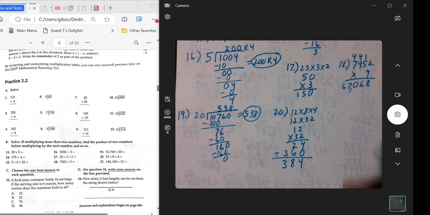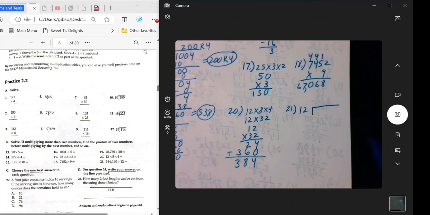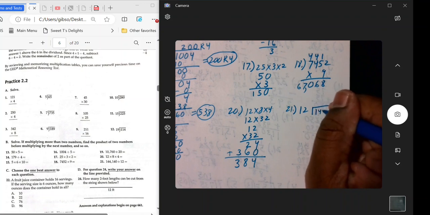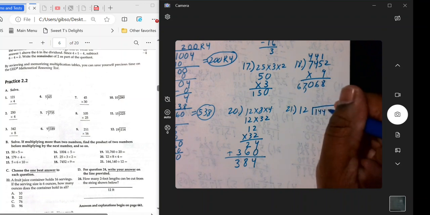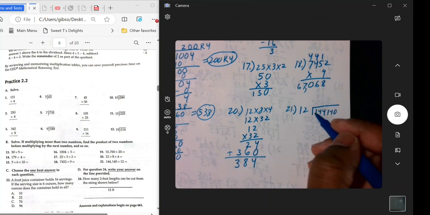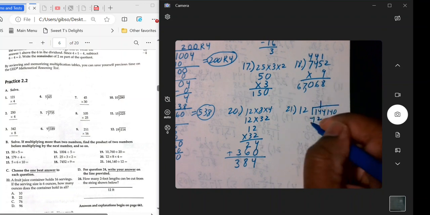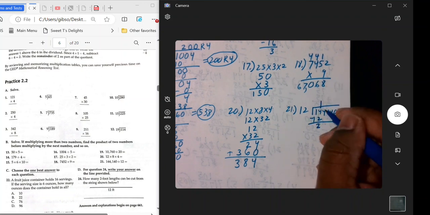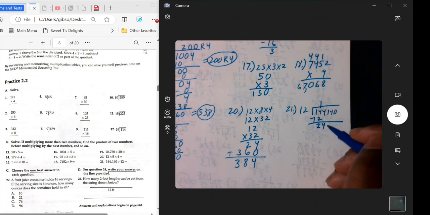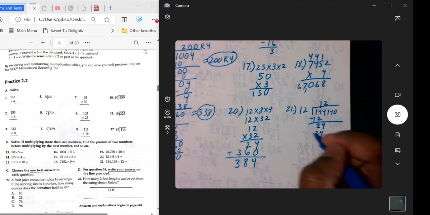Okay, now 21. Now, our divisor here would be 12. Our dividend is 144,140. So now we'll do 12. Doesn't go into 1, but it does go into 14 one time. 14 minus 12 is 2. Bring down our 4. 12 goes into 24 twice. 2 times 12 is 24.